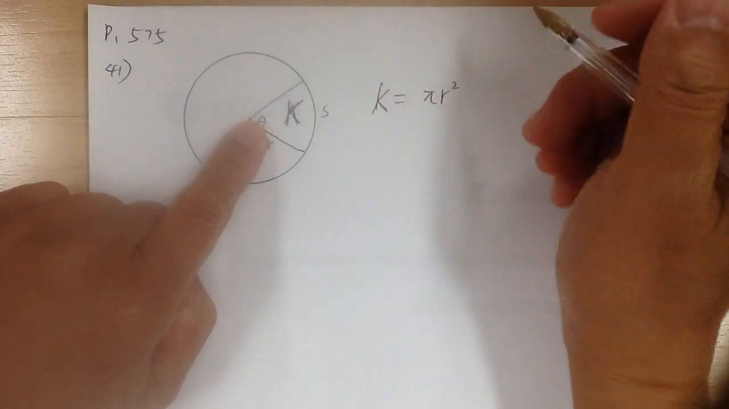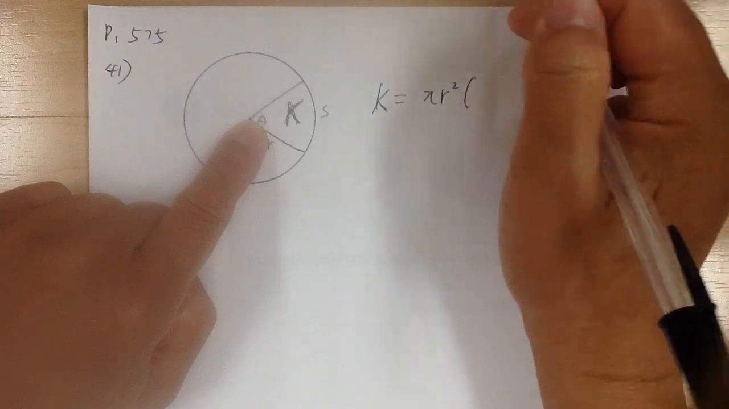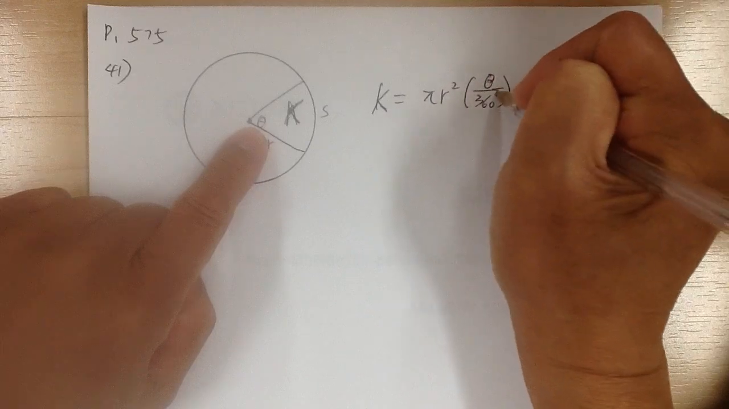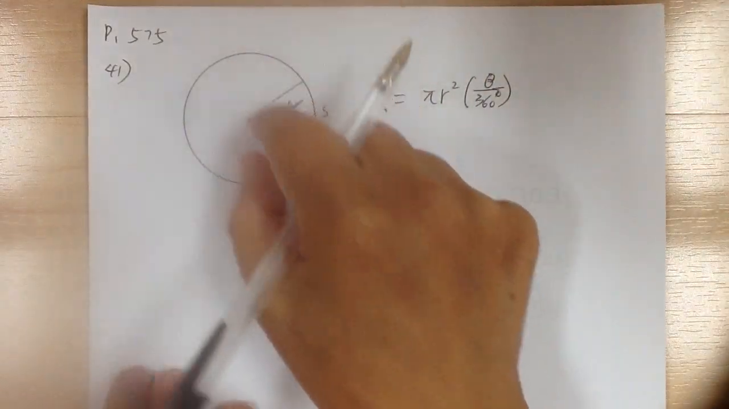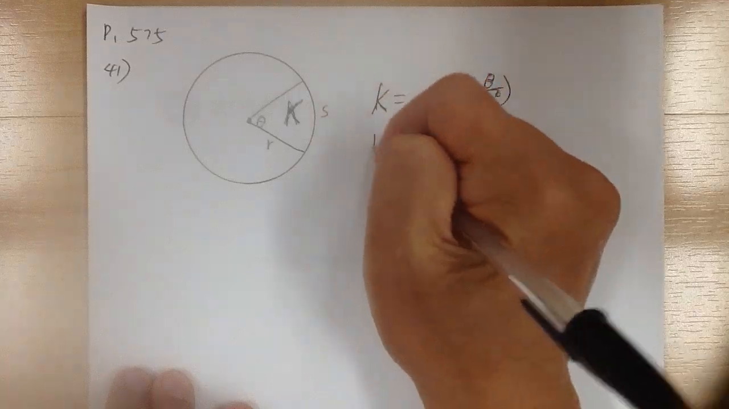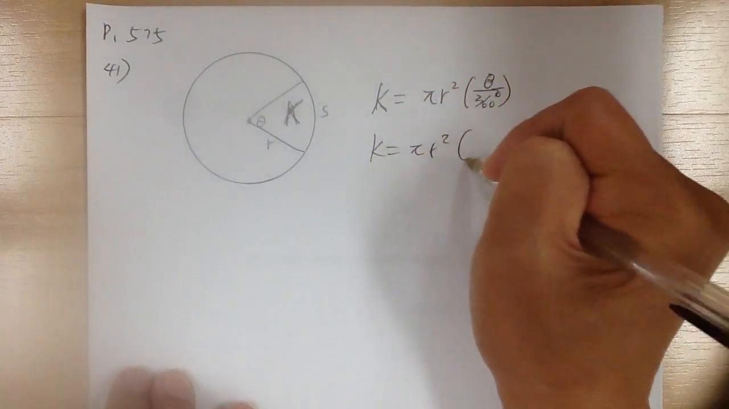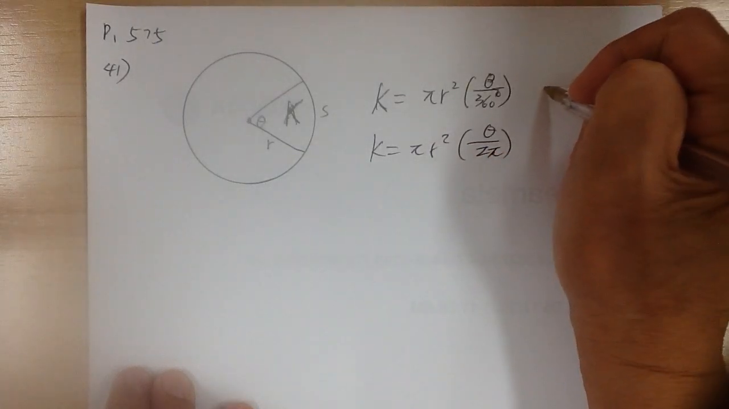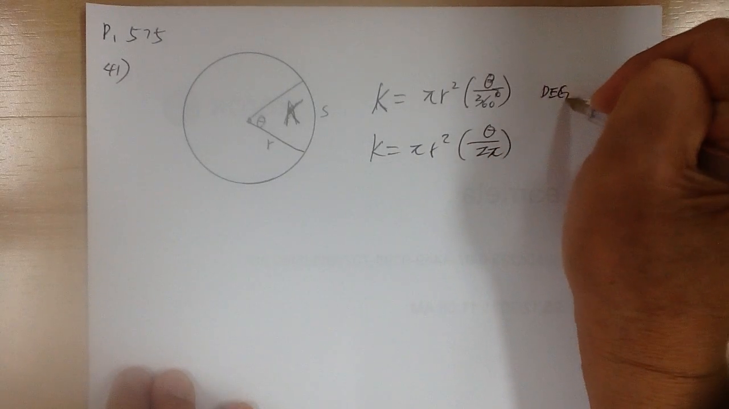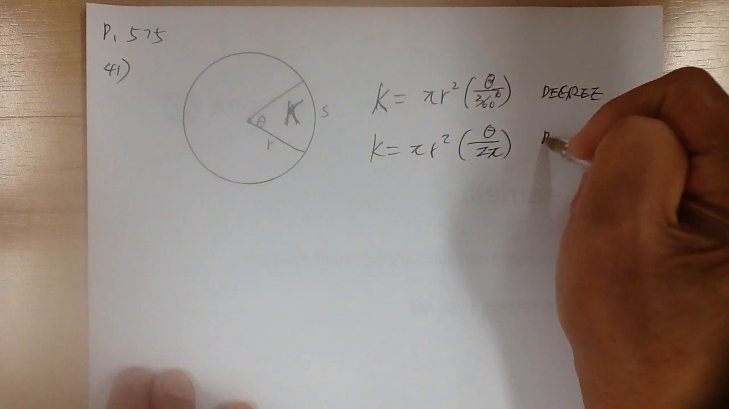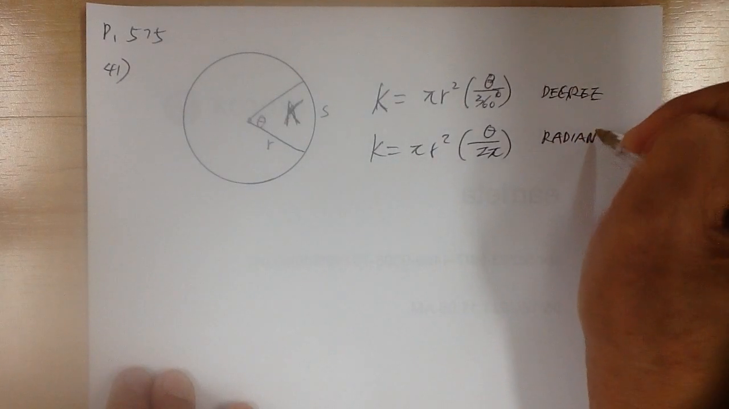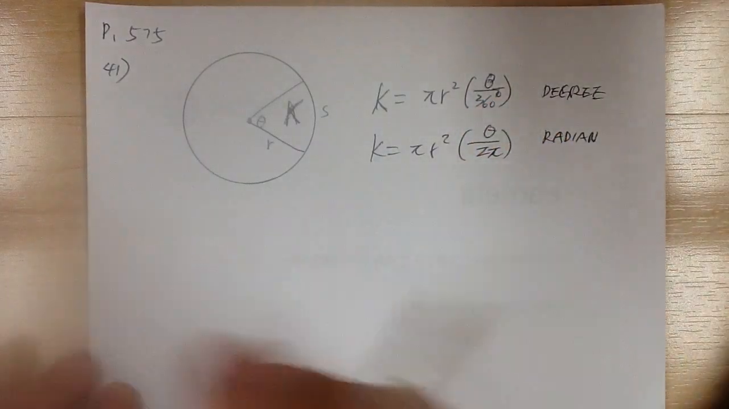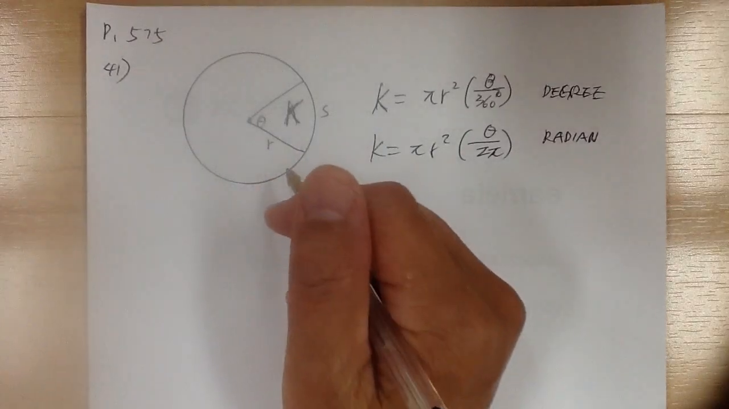Okay, so it depends on if it's radian or degree. So if it's degree, it would be theta over 360 degrees. Okay, so again, this is a fraction of the whole circle that you want. Or pi r squared times theta over 2 pi, if this is for radian. Okay, again, 360 equal to 2 pi, right? So just kind of quick review on that. Okay, so let's go and see what we have.